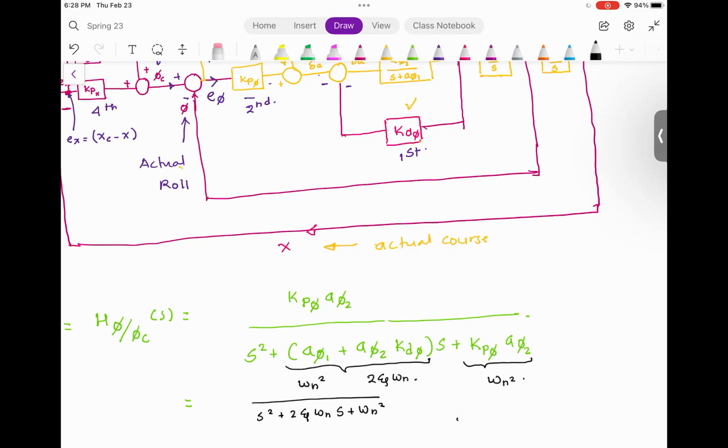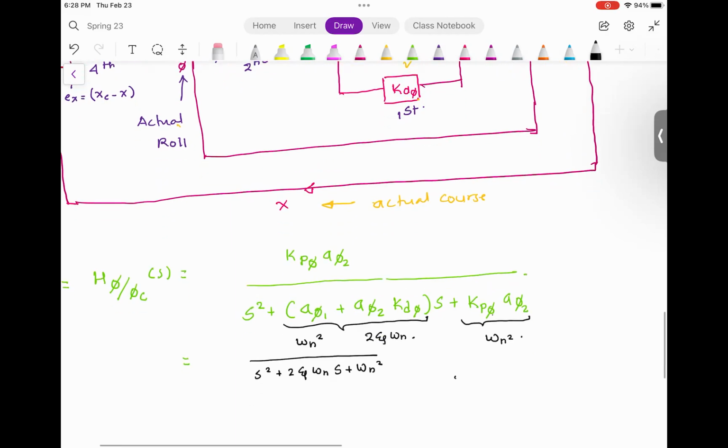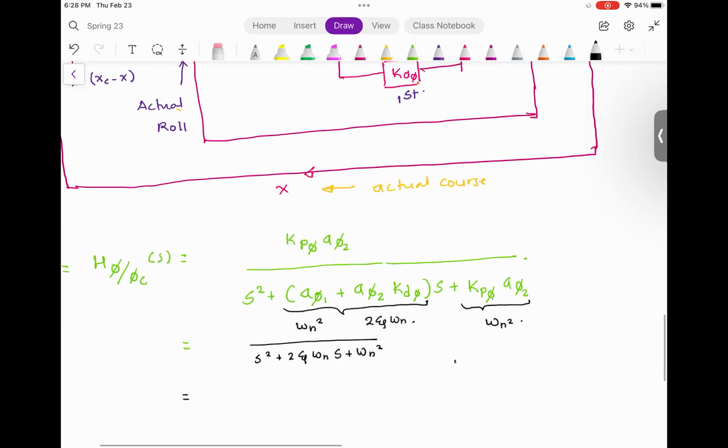So what you can do is tune these values, Kp phi and Kd phi, in such a way that you have control over the gain of the transfer function and the poles of the transfer function.